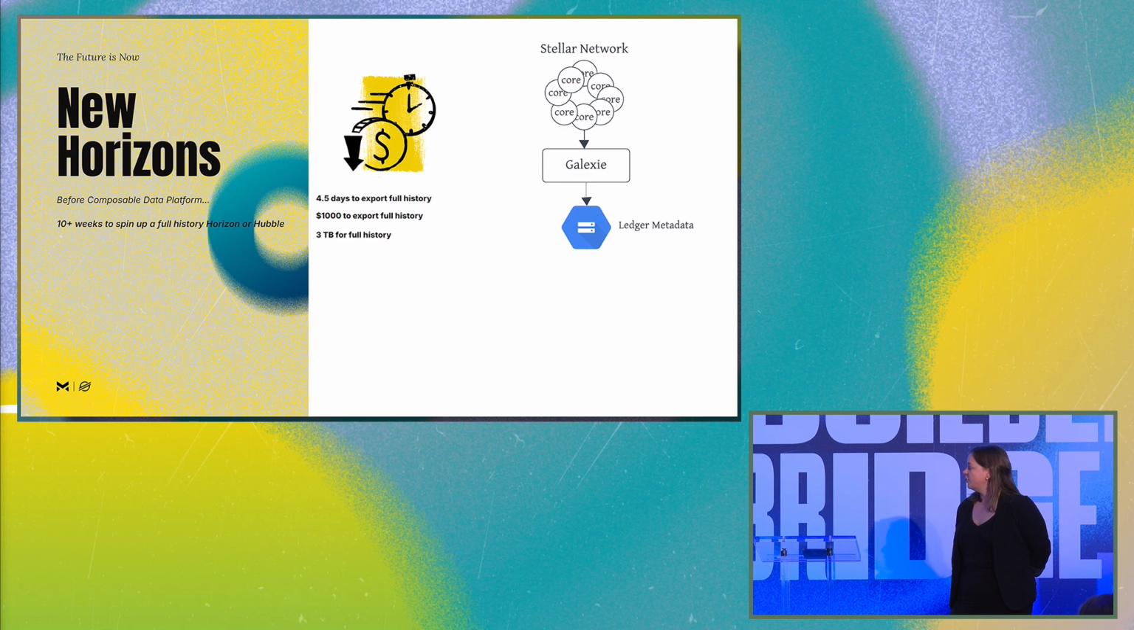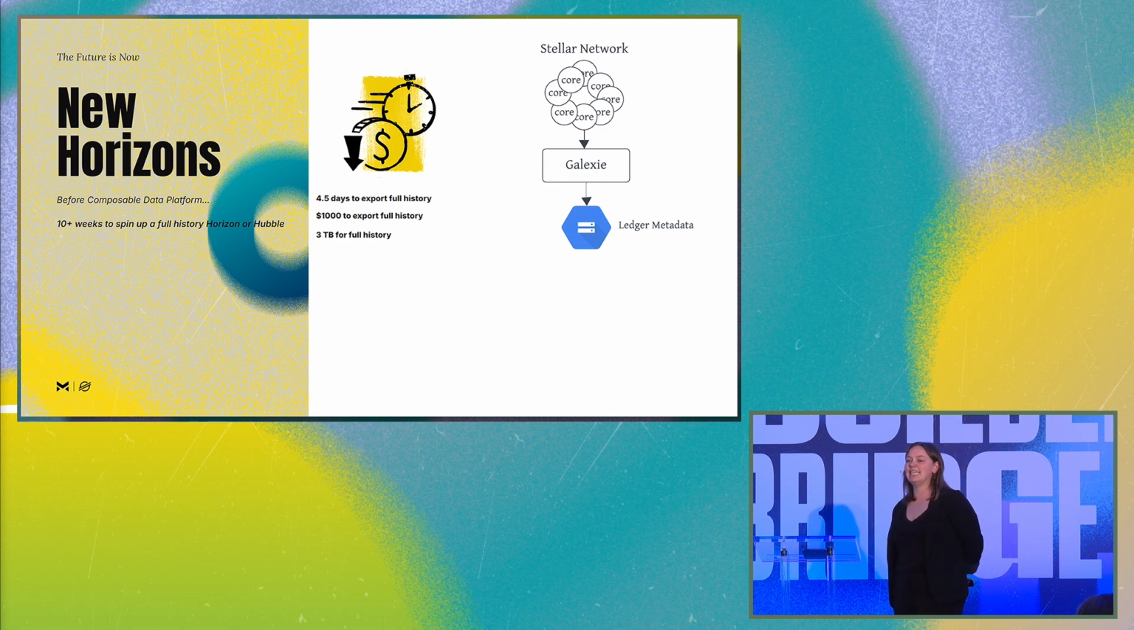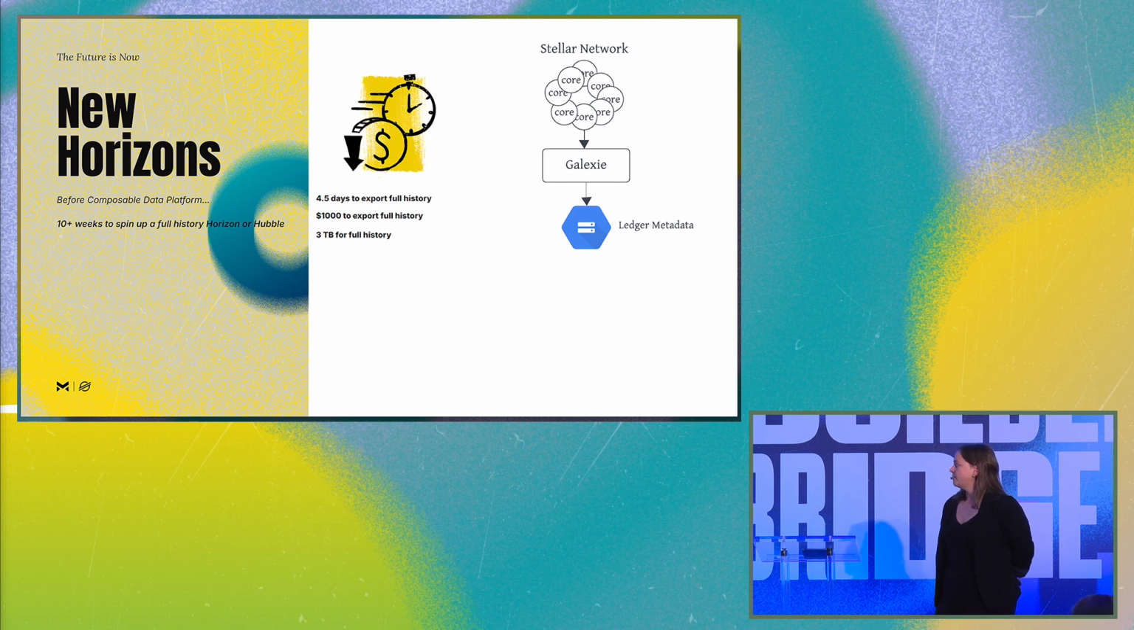Galexie, or this GCS lake, is 3 terabytes. That is crazy small. It's actually smaller than the history archives, and it has significantly more data. This is all the data, ledger metadata, that comes out of a Watcher node. History archives does not have this level of detail, and it's smaller because it's compressed, right? History archives is not. And that costs us about $100 a month to host.